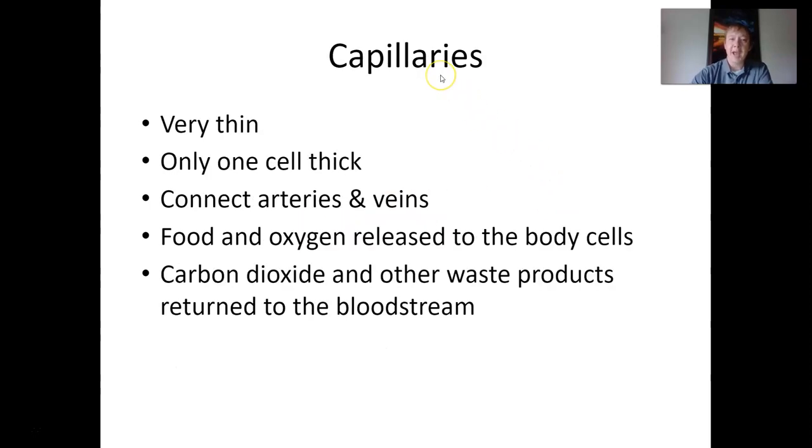All right. So the capillaries then are very, very thin. They're normally only one cell thick. So because of this, they're not as durable or strong as the arteries or veins.